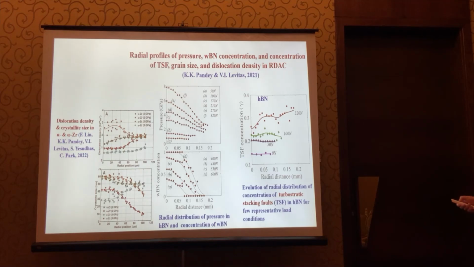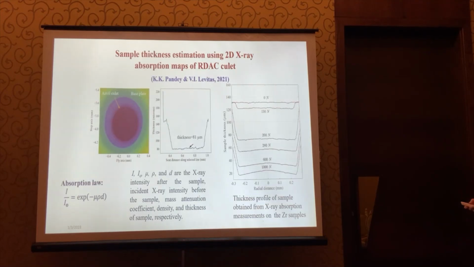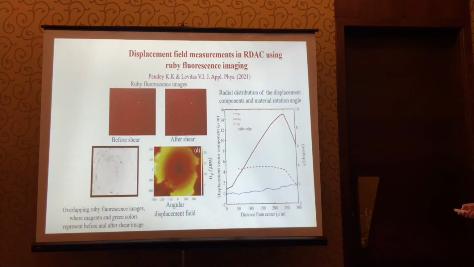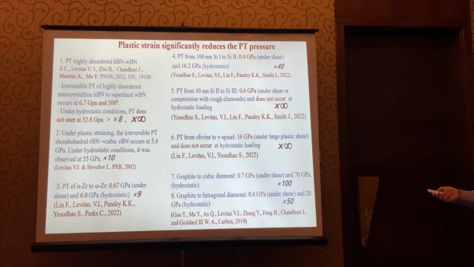With X-ray absorption, we measure the sample thickness profile under the load. This is due to deformation of diamond. And also we place ruby particles on both sides of the sample and measure relative displacement. And this is very important because due to relative sliding of the sample with respect to the anvil, the rotation of the sample in this example is 5 times smaller than the rotation of the anvil.